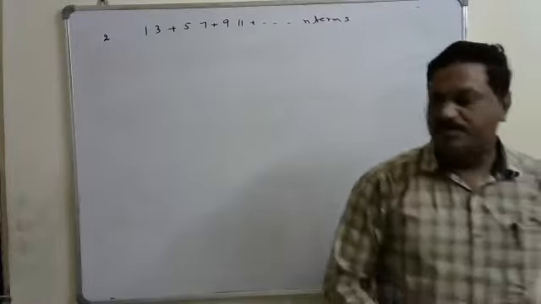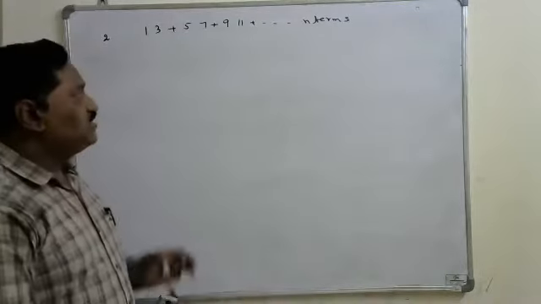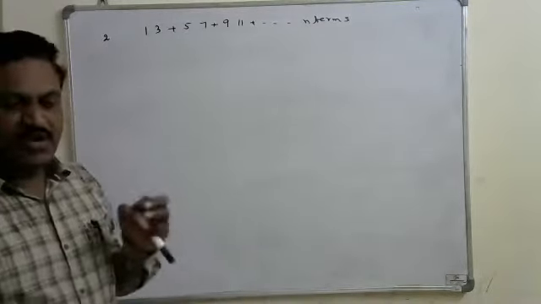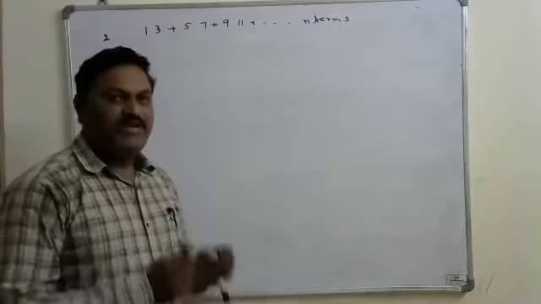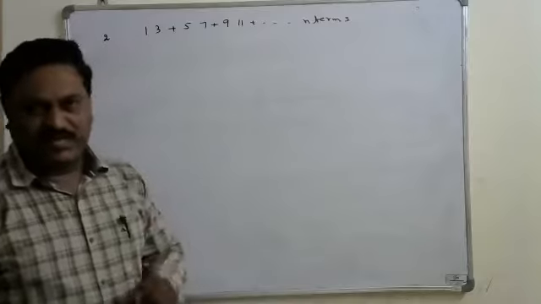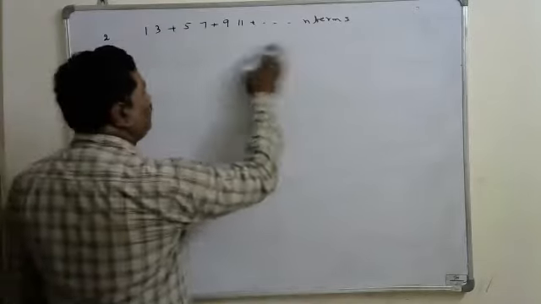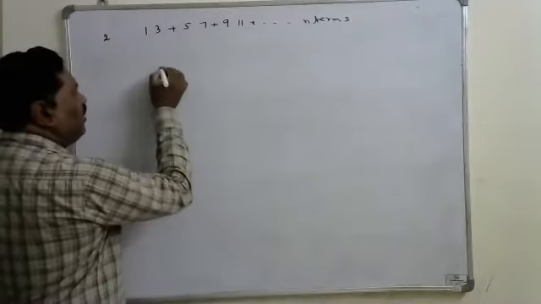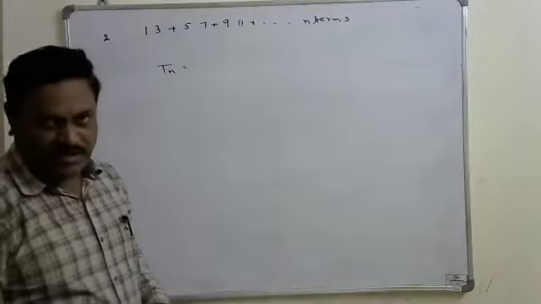Just observe this problem. It is 1 into 3 plus 5 into 7 plus 9 into 11 plus, and so on up to n terms. So we have to find the sum of n terms of this particular series. To find it, first, by observing the 3 given terms, we have to write the nth term of the sequence. Tn we have to write.